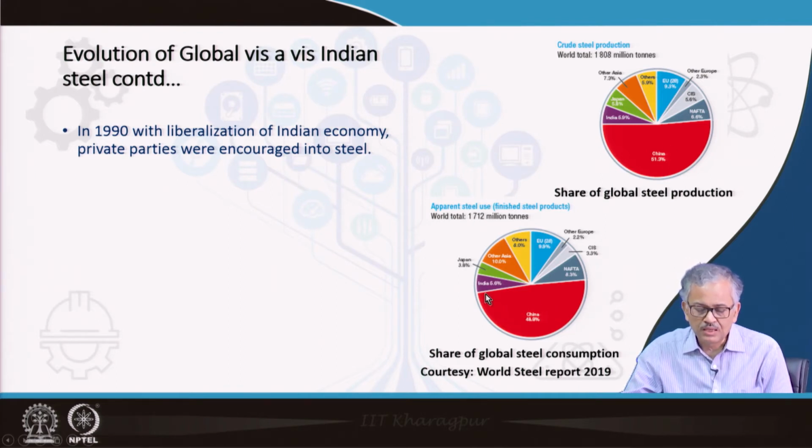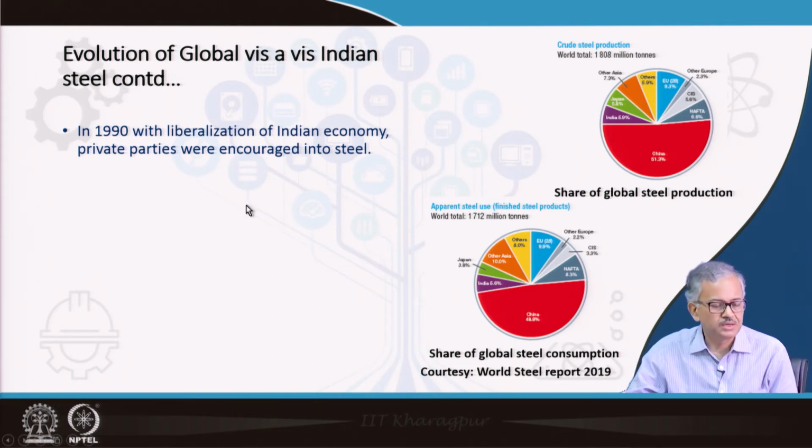Okay, and then India is also not bad, 5.6. USA and India are very close, and the total steel consumption in India today is maybe very close to 100 million tons per annum. And Japan is around 3.8, and then other Asian countries are like that. Major you can find is China.